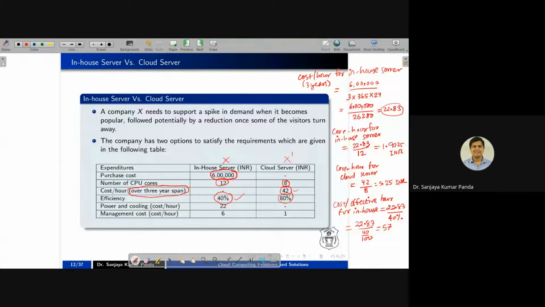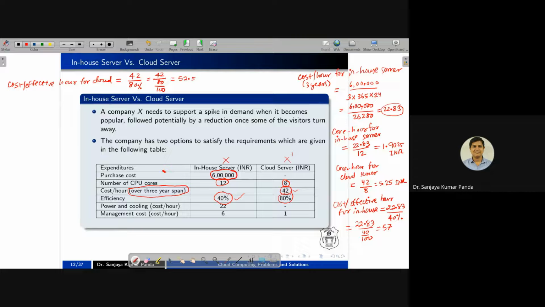But you have to calculate for both options. So let me write here: cost for effective hour for cloud. In the cloud case we are paying 42 at 80%. So it is 42 divided by 80 by 100, right? So how much will you get? Yes, 52.5.